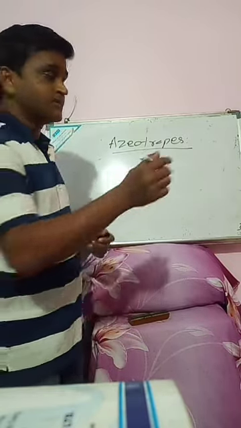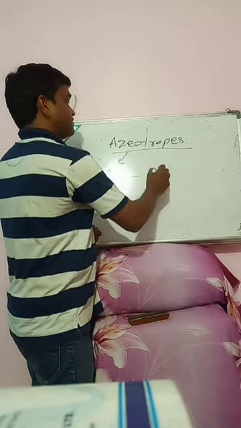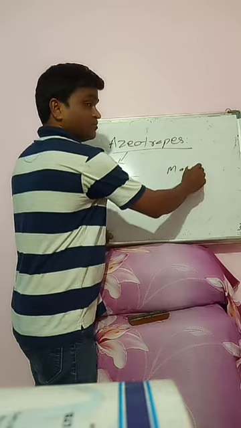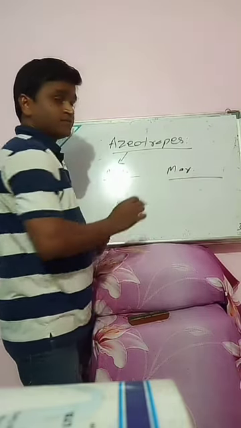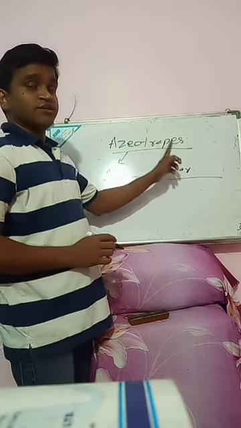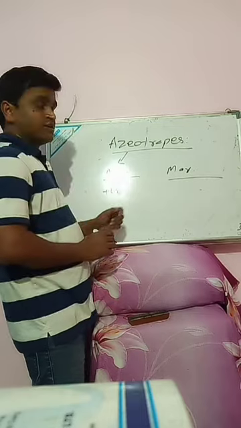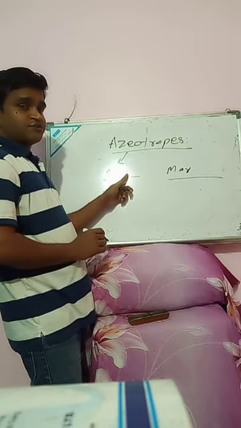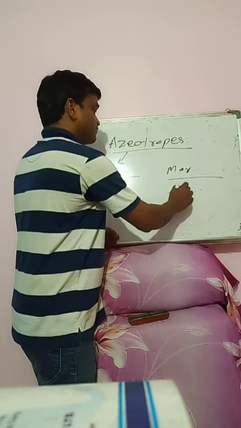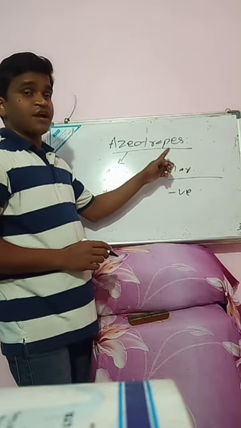Azeotropes are of two types: minimum boiling azeotropes and maximum boiling azeotropes. So minimum boiling azeotropes, maximum boiling azeotropes. The solution which shows positive deviation acts as minimum boiling azeotropes. The solution which shows negative deviation acts as maximum boiling azeotropes.